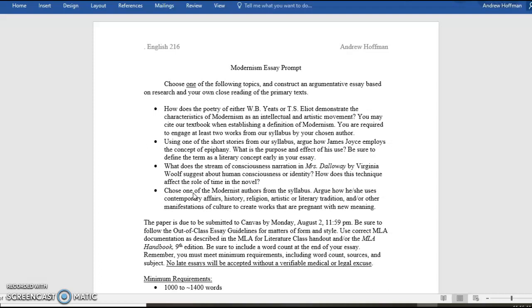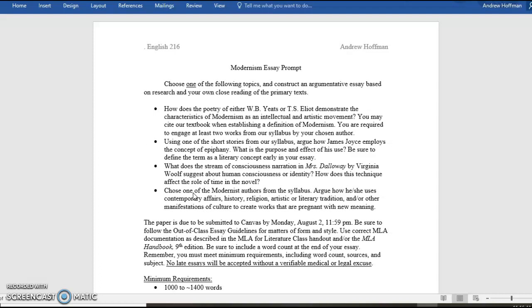If you're not using our textbook, you better find something that's suitable. Again, not an ordinary dictionary. That's not suitable. You're required to engage at least 2 works from our syllabus by your chosen author. Okay, so in Eliot's case, we only have 2 works, so you'll have to engage with both of them. Yeats, you have a little bit more selection.